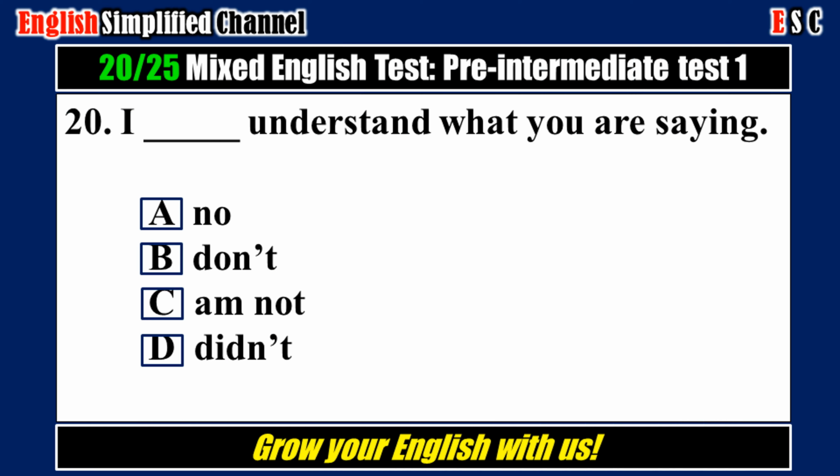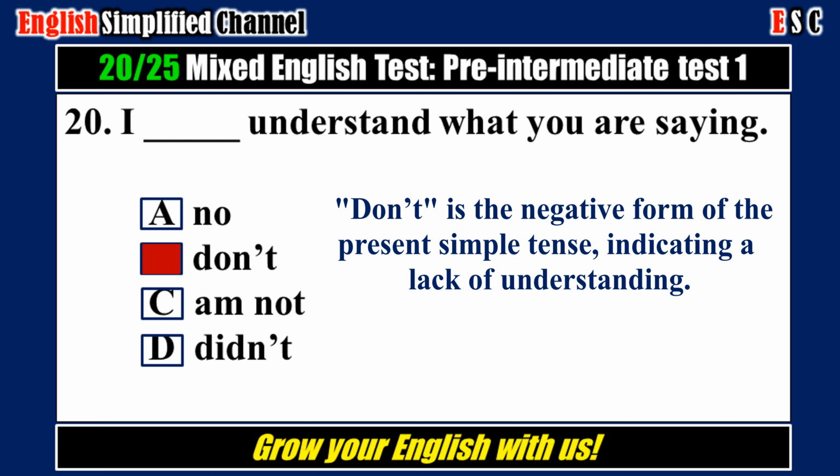20. I, blank, understand what you are saying. A. No. B. Don't. C. I'm not. D. Didn't. 20. I don't understand what you are saying. Explanation. Don't is the negative form of the present simple tense, indicating a lack of understanding.